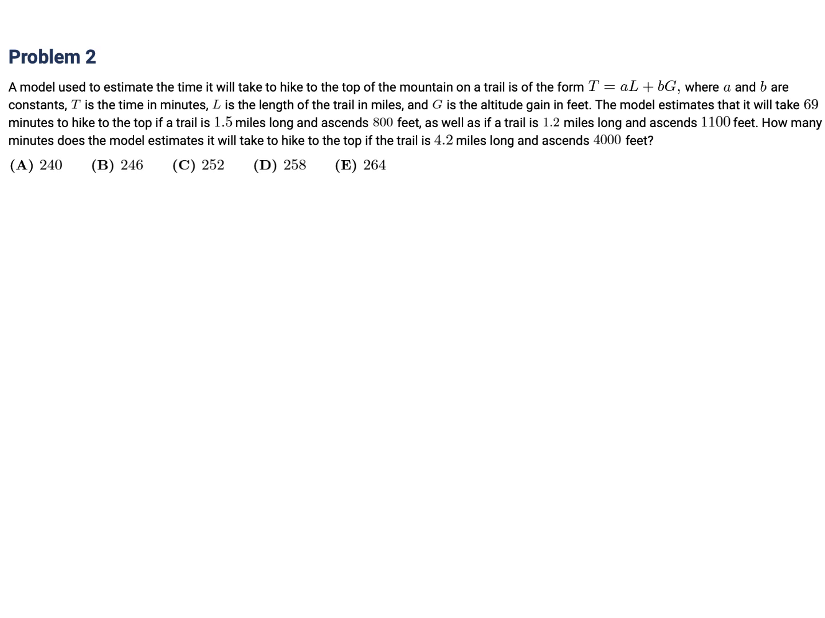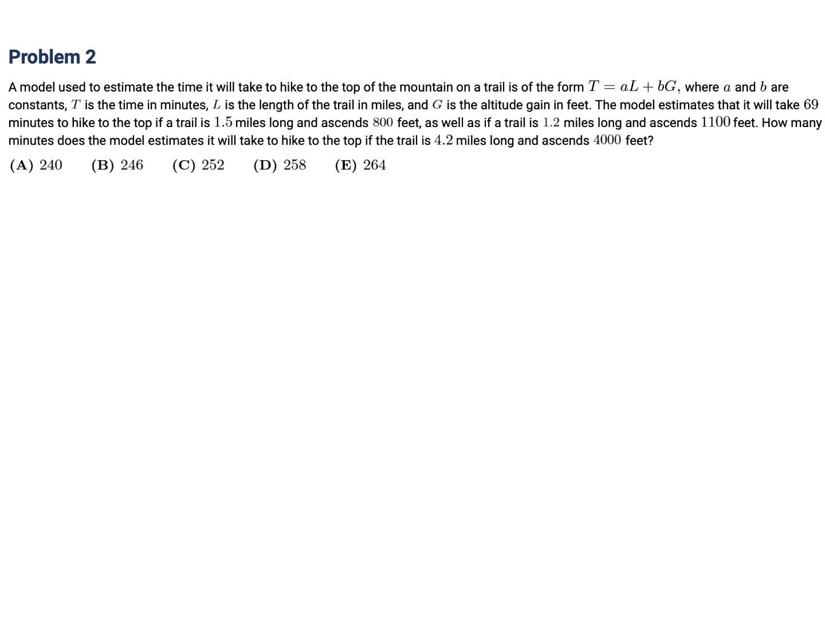A model used to estimate the time it will take to hike to the top of the mountain on a trail is of the form t is equal to AL plus BG, where A and B are constants. T is the time in minutes, L is the length of the trail in miles, and G is the altitude gain in feet. The model estimates that it will take 69 minutes to hike to the top of the trail if a trail is 1.5 miles long and ascends 800 feet, as well as if a trail is 1.2 miles long and ascends 1,100 feet. How many minutes does the model estimate it will take to hike to the top if the trail is 4.2 miles long and ascends 4,000 feet?